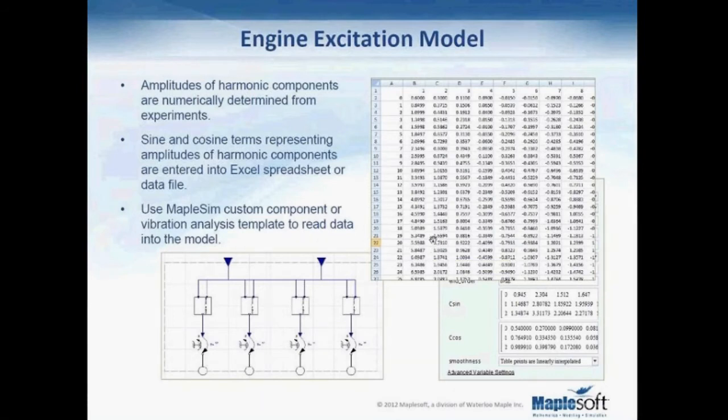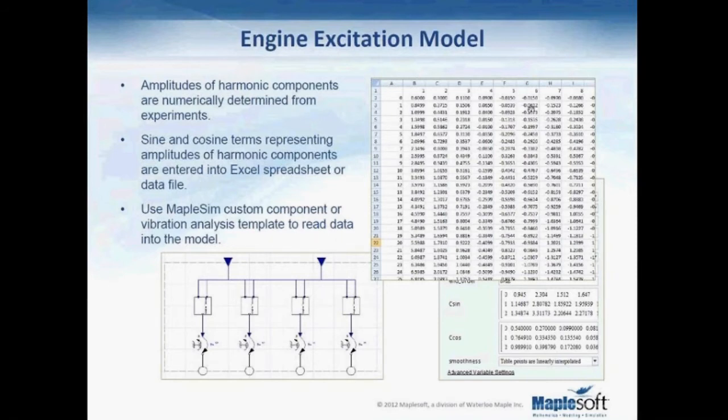For a four-stroke engine, the harmonic orders are usually half multiples. For example, we have half order, one order, and then 3/2 orders as well. So normally for a four-stroke engine, we use 24 harmonic orders.